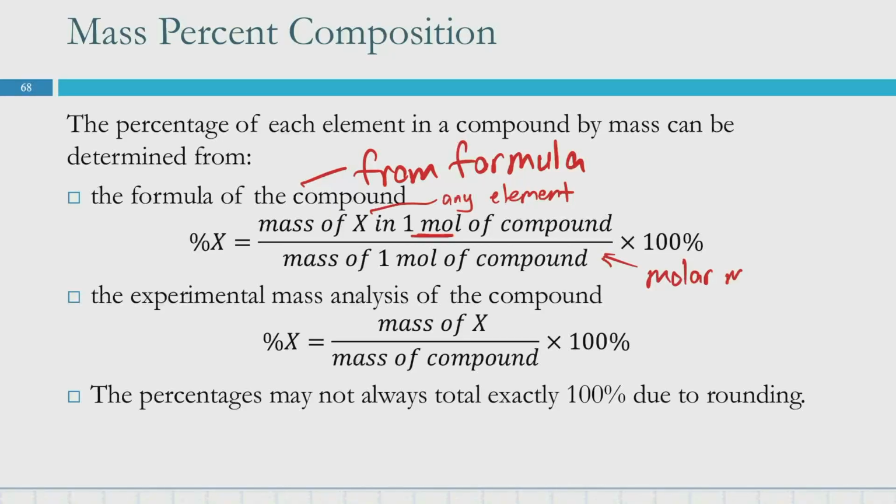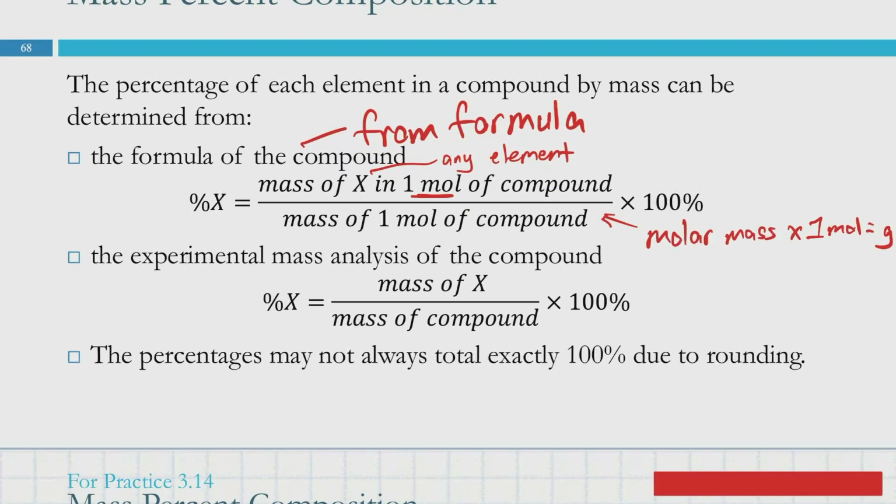So molar mass, which is grams over moles, times 1 mole equals grams. So it's the grams of the product in 1 mole, and then on the top, whatever the constituent part is. We'll see some examples of that. So we'll have the subscript of whatever our element is times the molar mass of the element to get that top portion.